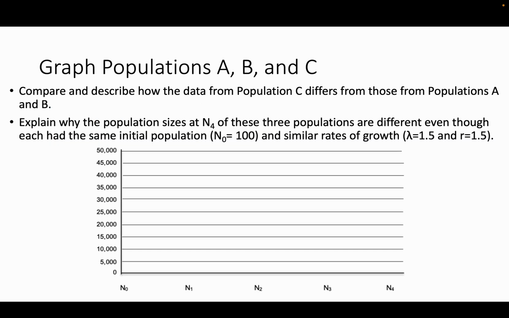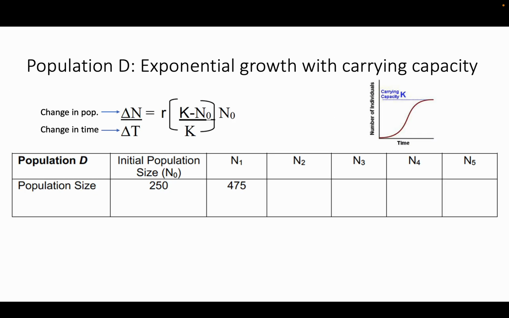When you graph populations A, B, and C all the way until N4, you're going to see that population C is going to have significantly higher growth at the end because it's exponentially growing. This is a population with unlimited resources, so their population is going to be increasingly high at the very end, despite all of these populations starting off with an initial 100 individuals. It's population C, the exponential growth, that's going to have a significantly high growth rate at the end.